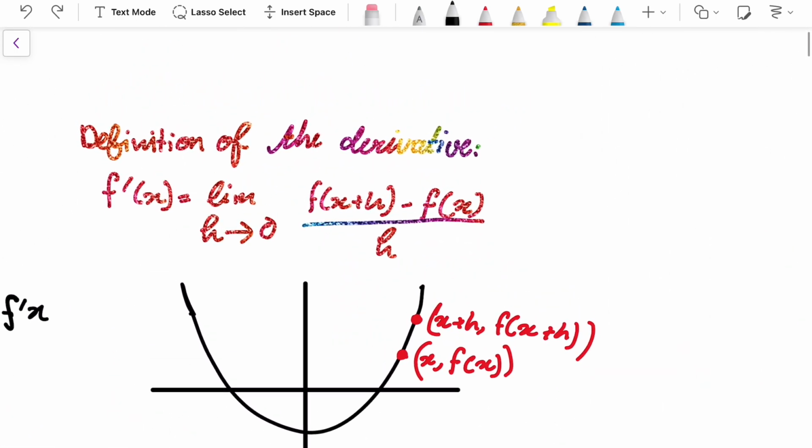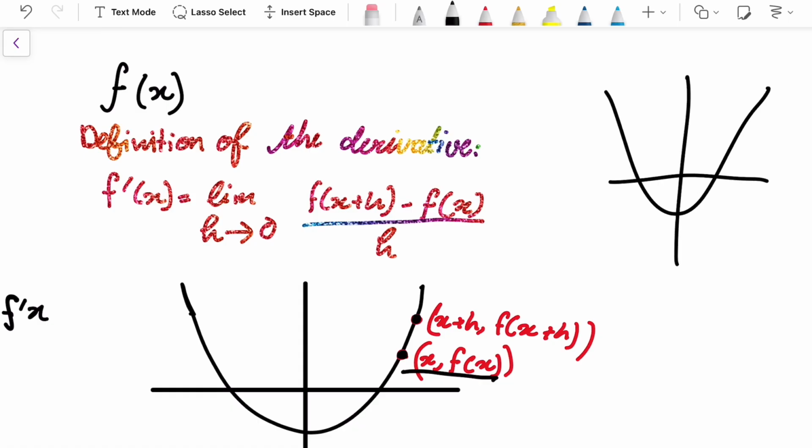So we've got f(x). This is f(x) over here. This function, this curve, is f(x), and basically we're going to take another point really close to f(x). This is any point on the curve, and now we're going to take another point quite close to it.